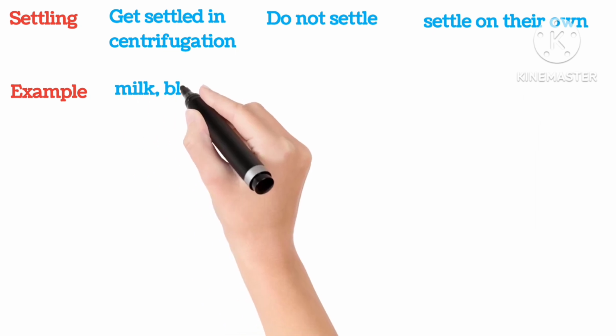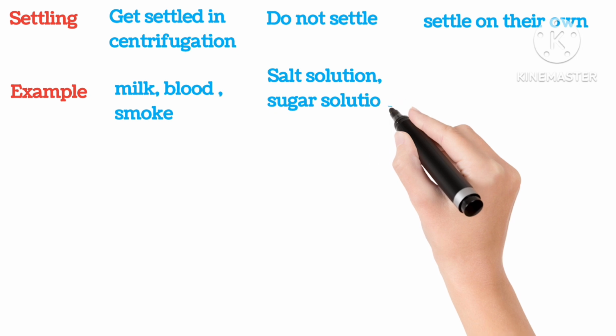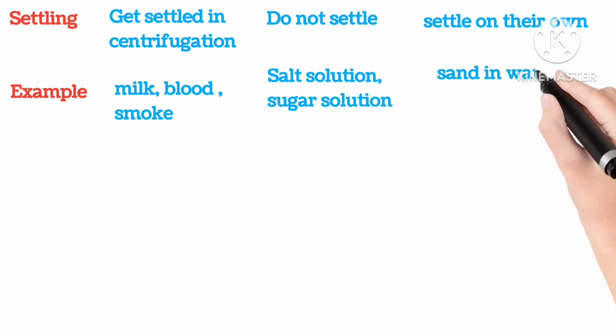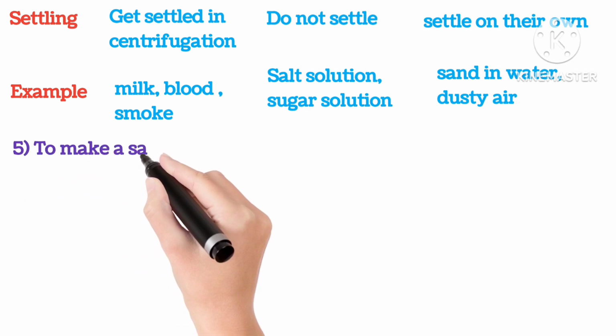Examples of sol are milk, blood, smoke. Solutions are salt and sugar solution, and suspensions are sand in water, dry dusty air.